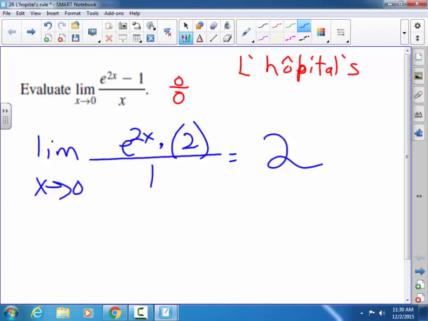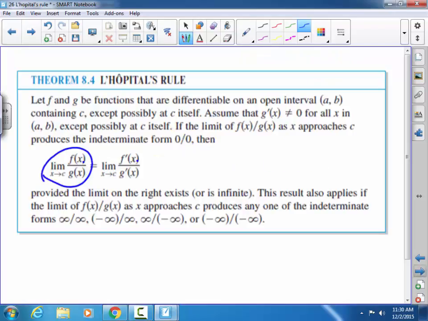This works anytime it's in indeterminate form. Notice this bottom part down here. Any of these qualify as indeterminate form as well. So if you've got infinity over infinity, negative infinity over infinity, infinity over negative infinity, anything that's not a number, you should be able to use L'Hôpital's rule on. If you get a number when you try to evaluate it, that's the answer anyway, so you just stop.